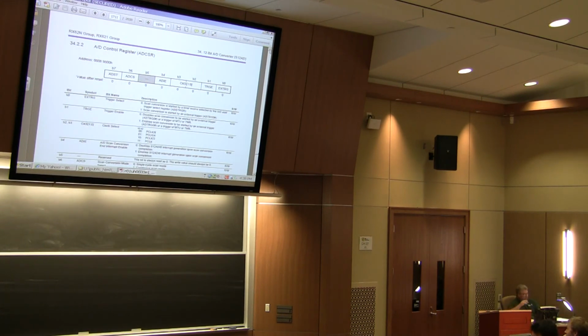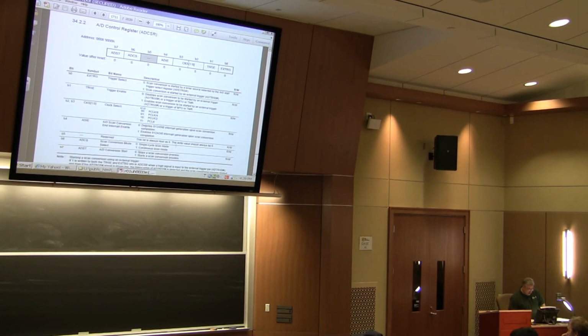So if you had something like, all right, let's take a look at this. What if we want to say, I want to use the P clock divided by 8. My trigger is going to be internal, so I don't have to worry about this as well. I don't have to worry about interrupts. I'm going to do a single scan, and then I don't want to start it up yet. So in other words, all of these bits are going to be 0.